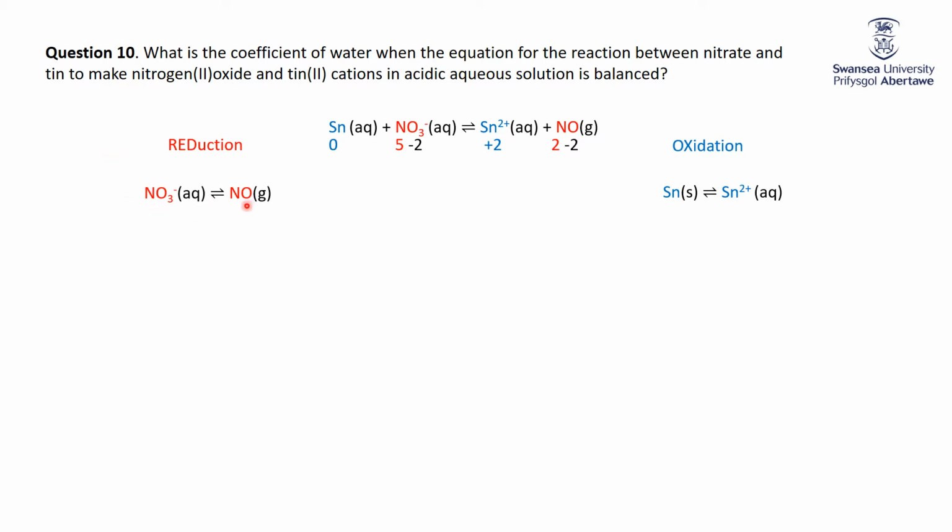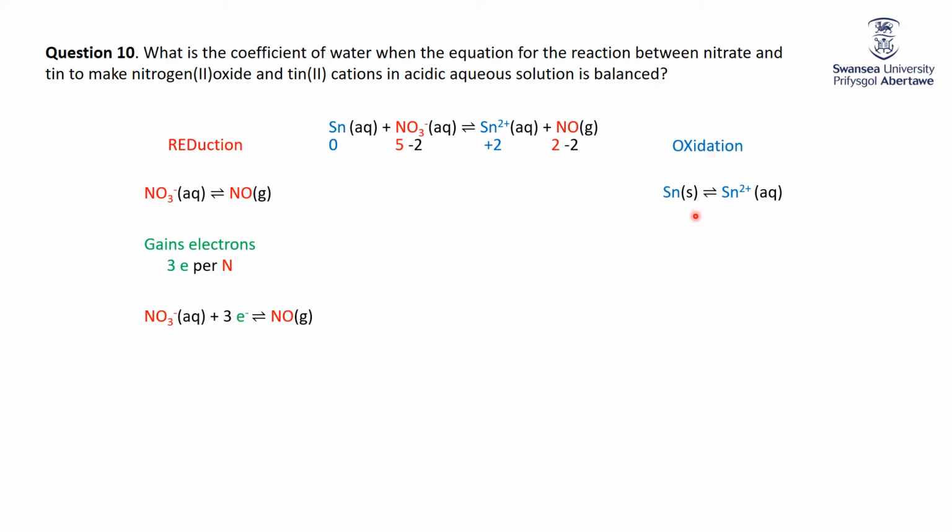Next step, always balancing important atoms. Here we've got one nitrogen, one tin. So now we can throw in the electron species. Nitrogen, as it's reduced, gains electrons. It goes from 5 to 2, so it gains 3 electrons per nitrogen. There's just one nitrogen, so therefore we say NO3- plus those 3 electrons goes to NO.